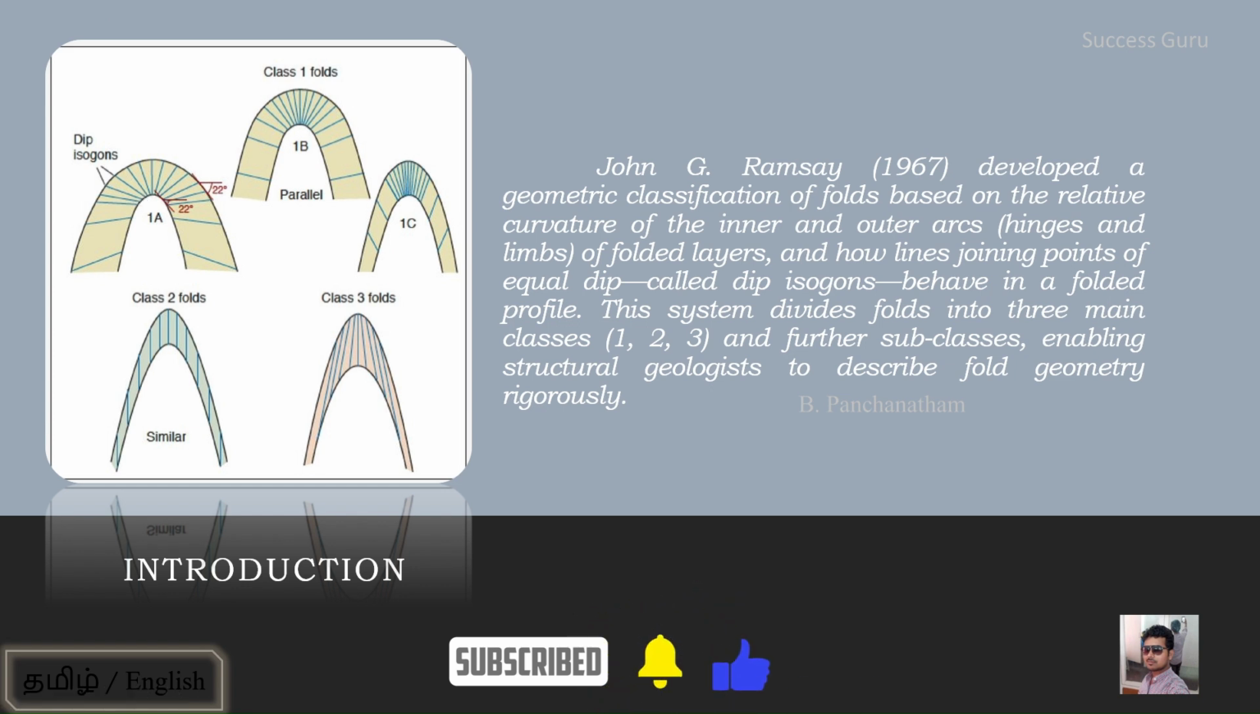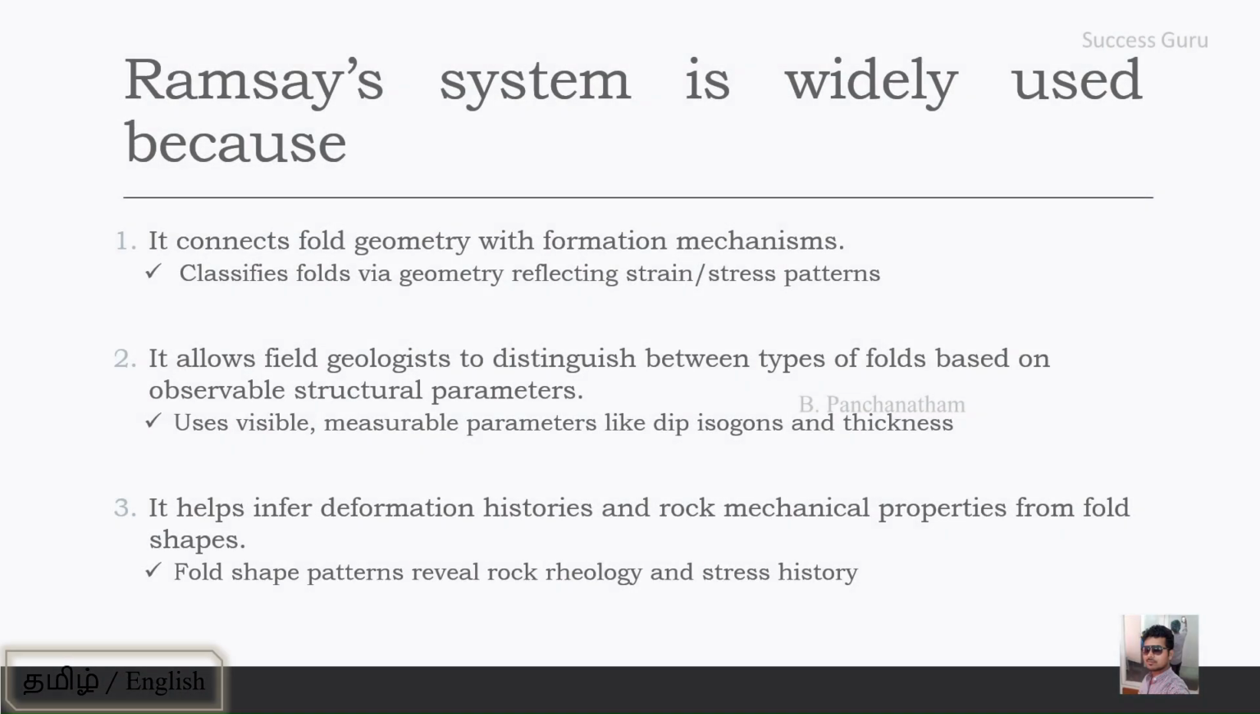With this he was classifying folds into 3 broad categories, as you can see: class 1, class 2 and class 3, where class 1 is further subdivided into A, B and C. So let us see what the classification is, but before that we should know why we should go for this sort of classification. So the reason for following Ramsay's system of fold classification.